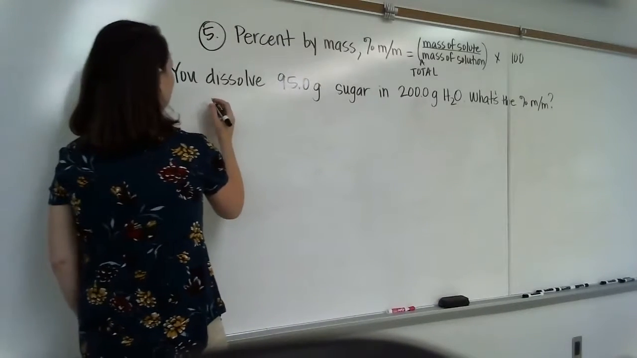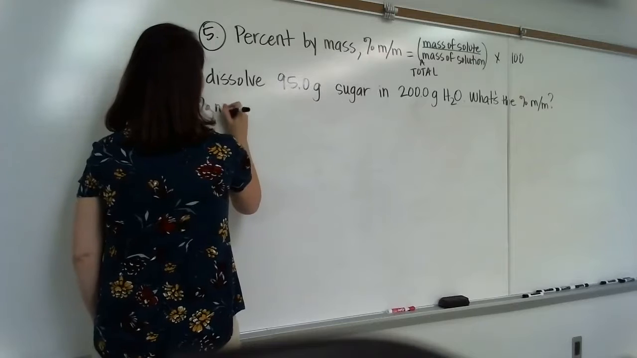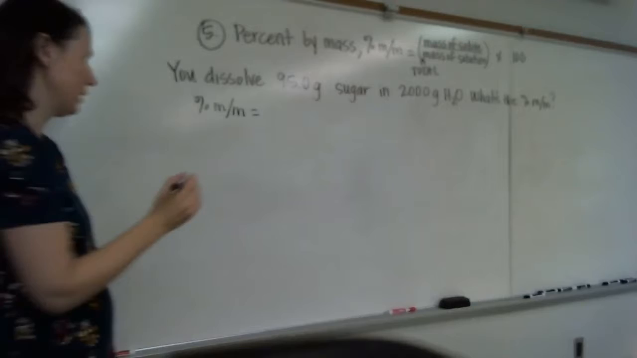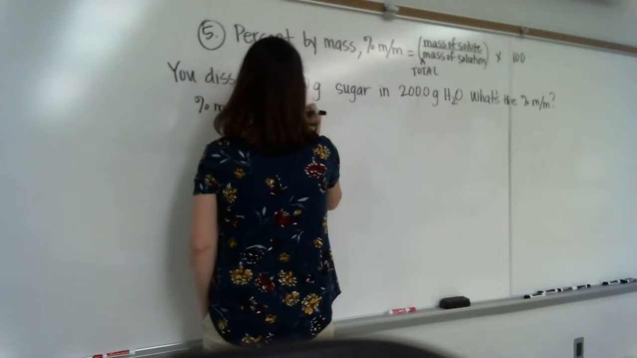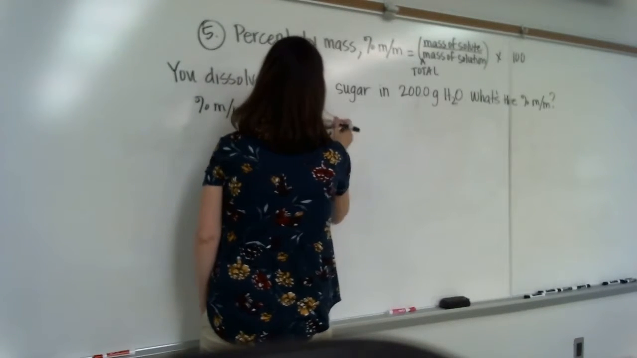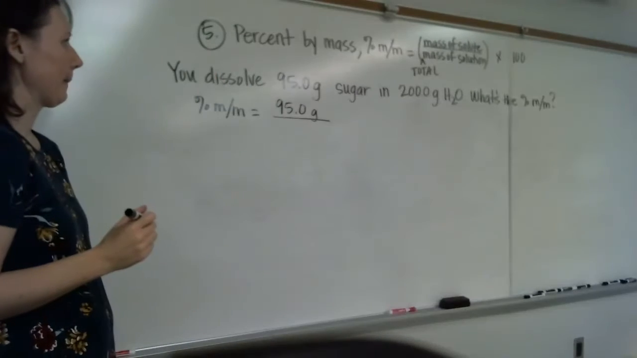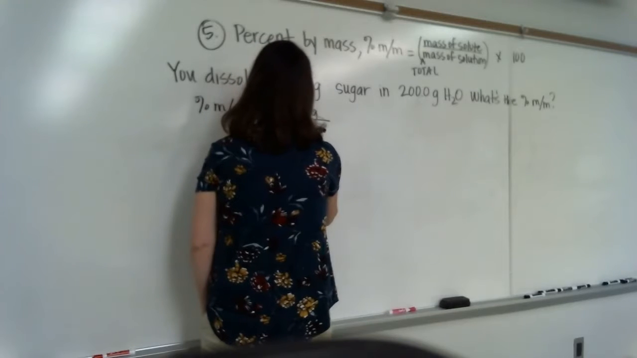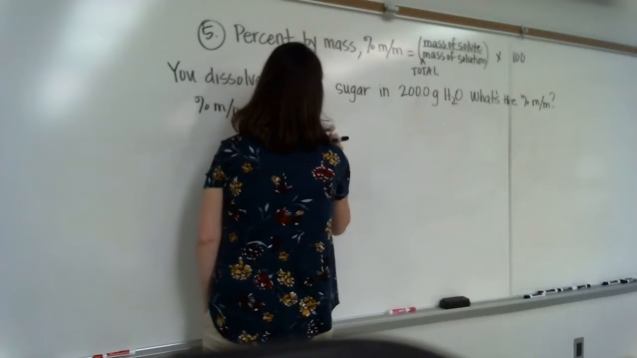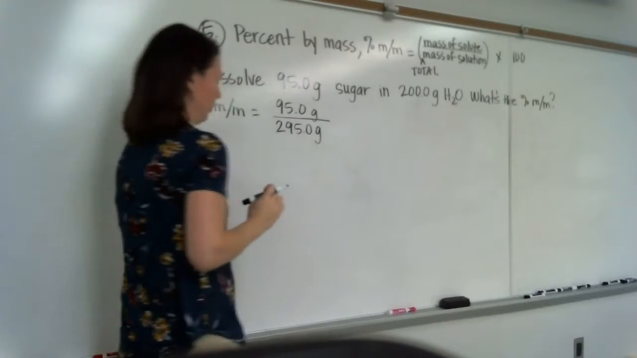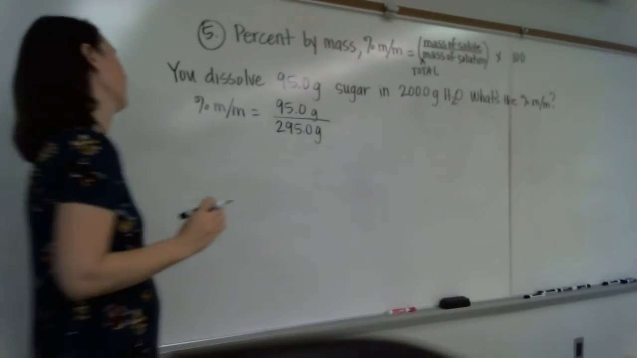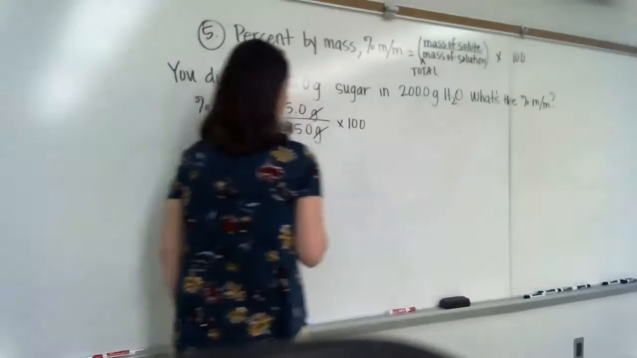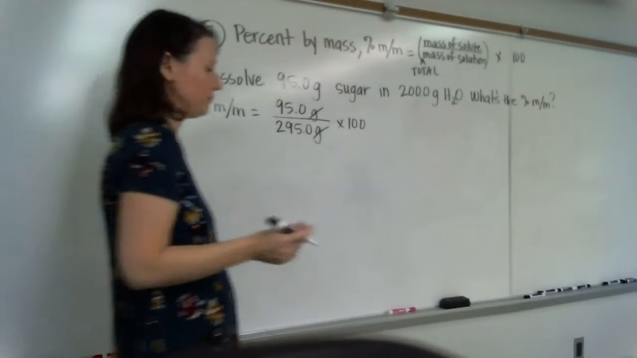So the calculation would be: what goes on the top? 95. What goes on the bottom? 295, right. Again, why is it not 200? Because it is the total mass of solution. And then we multiply that by 100. Grams cancel, so my units are just going to be percent.